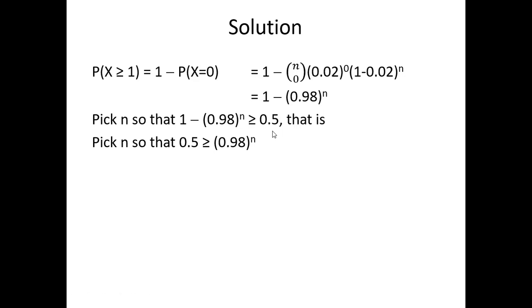Now notice we can simplify this inequality a little bit. I have a negative sign on this term, so I bring it over to the right side. I get 0.98 to the n on the right. And I subtract 0.5 from both sides, so I just have 0.5 left on the left.